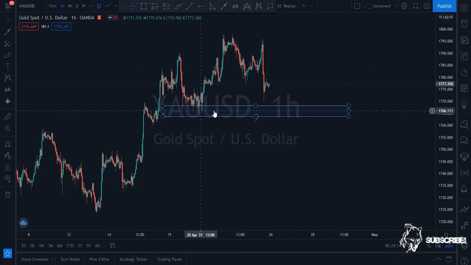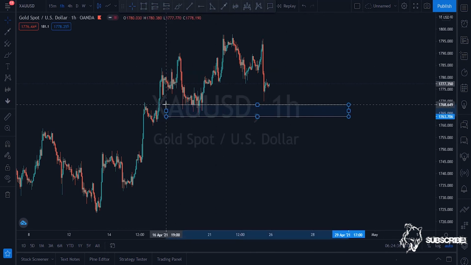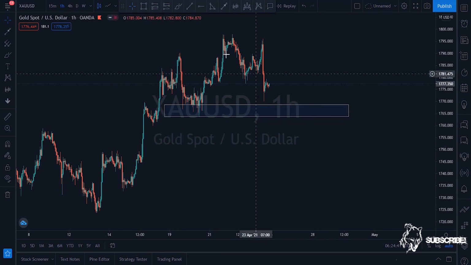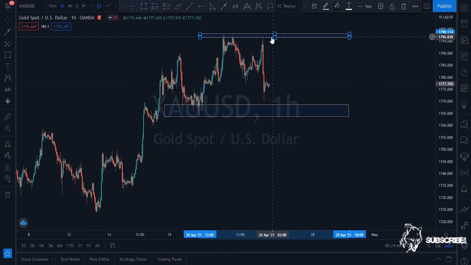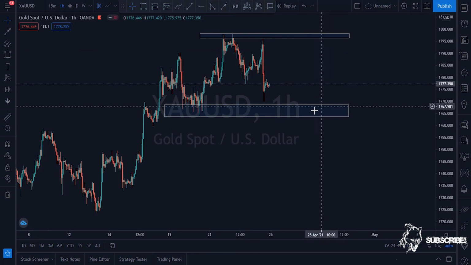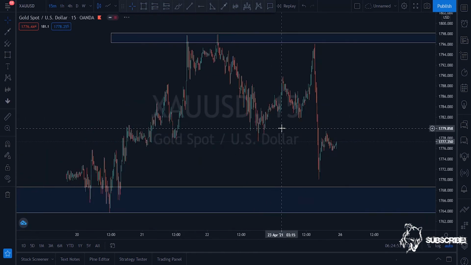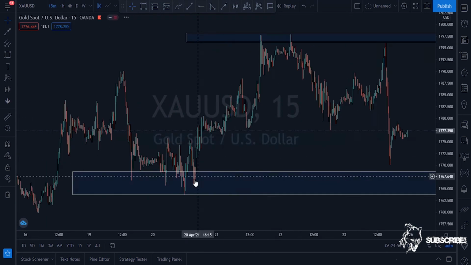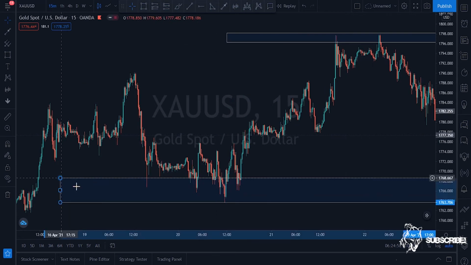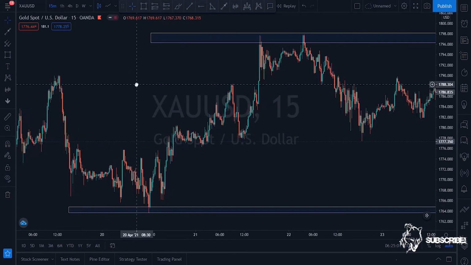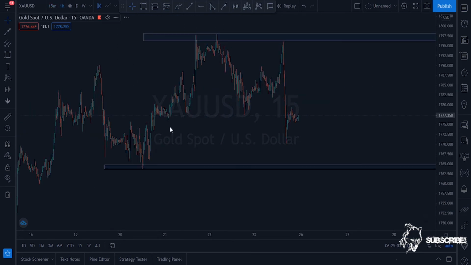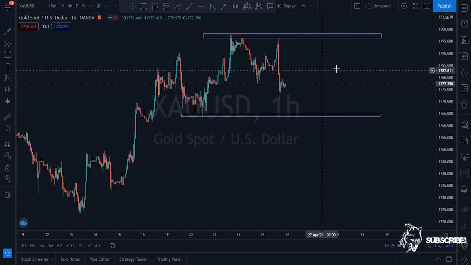So the first thing that I've spotted is our support there, and I can also see that at the top we have our resistance, but I can see that the support here is quite big. Let's go to the 1 hour to see if we can draw one that is a lot better. Yeah, you see this one is much better than the one we just drew there. So we have our support there, and we have our resistance there.